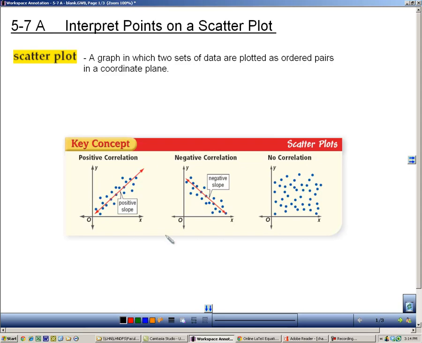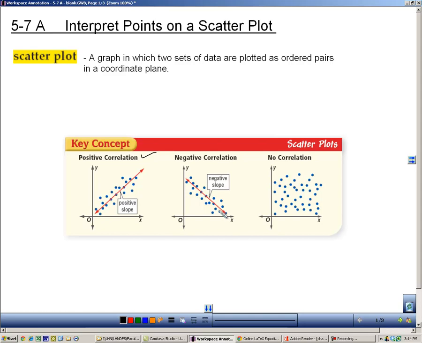Down here is a key concept for this section. As you see, these blue dots represent a scatter plot, and they tend to go up and to the right. Well, if you remember, lines that go up and to the right have a positive slope, so we say that this scatter plot has a positive correlation.